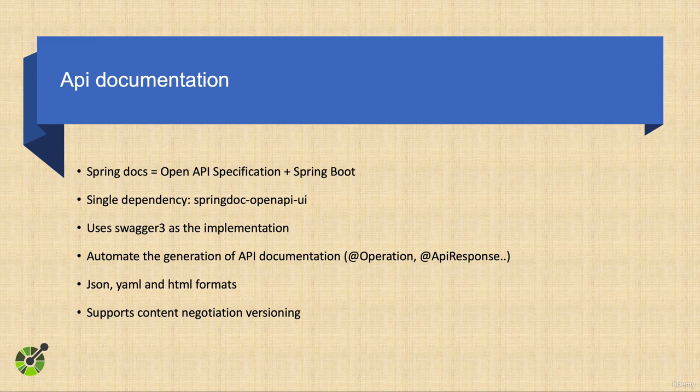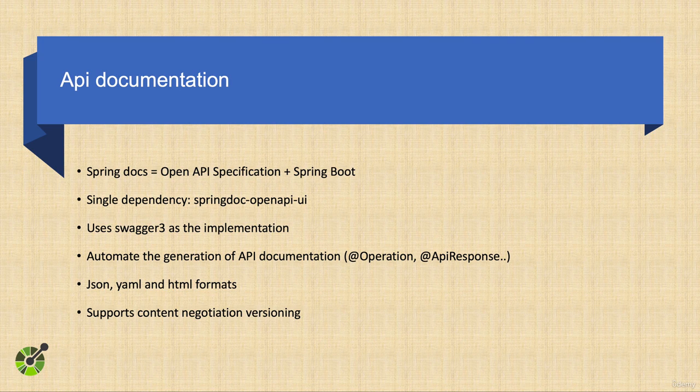Spring Docs adds the OpenAPI specification to a Spring Boot application using a single dependency, Spring Doc OpenAPI UI. It uses Swagger 3 as the implementation. By including this dependency and using Swagger annotations like operation and API response, you simply automate the generation of API documentation. It supports different formats like JSON, YAML, and HTML.